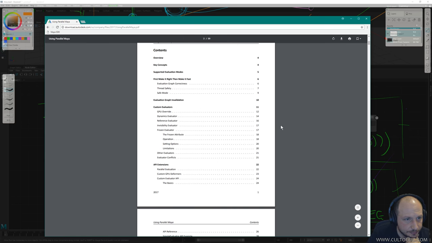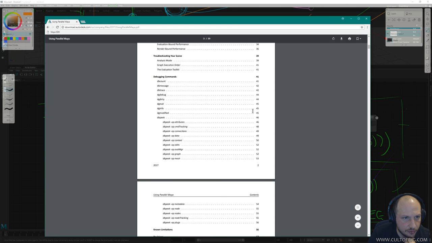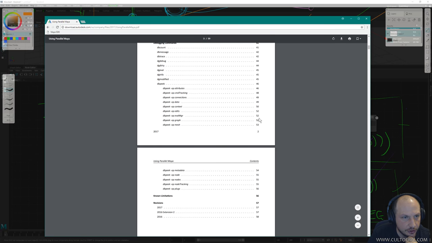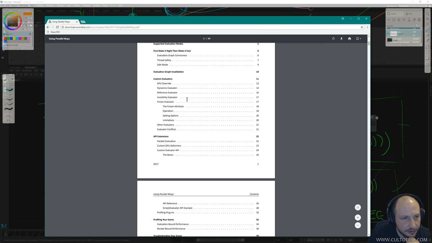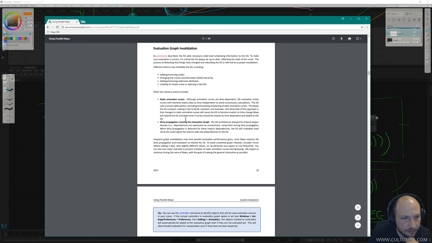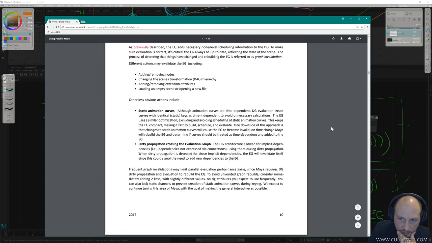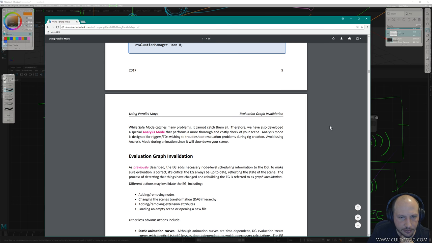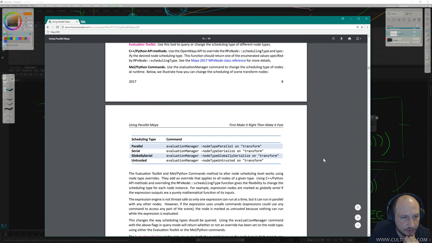As far as I know, custom evaluators is another thing. This whole kind of stuff is going a bit too far. What I wanted to cover is the DG, the general operations. Evaluation graph invalidation. So as far as I know, you have an EG, which is the evaluation graph for parallel, that is built from an evaluation manager of a DG pass. That's my understanding of how it works.